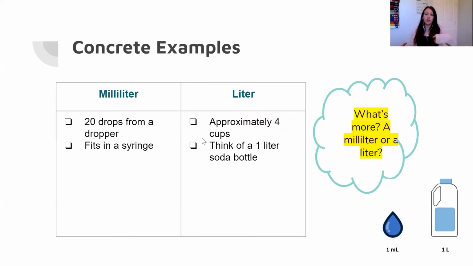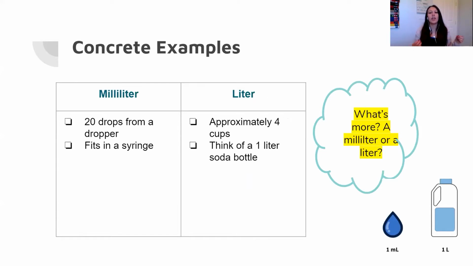So when you have metric capacity, as we've talked about, there's a difference between US systems and what the rest of the world uses. In the United States, we use things such as ounces and cups. They don't use that everywhere. Rather, they use milliliters and liters. So we're going to talk about what is the difference between a milliliter and a liter.